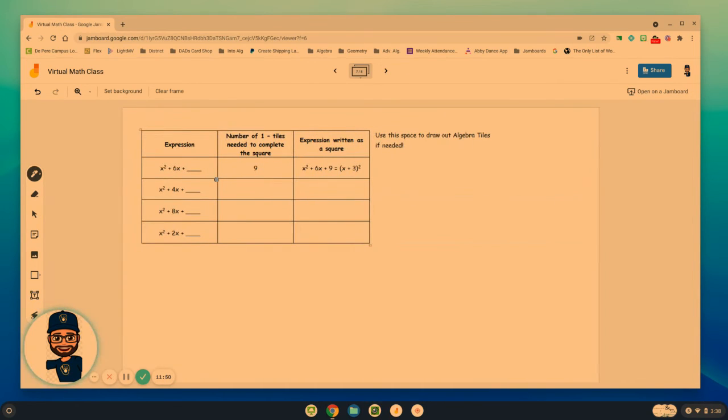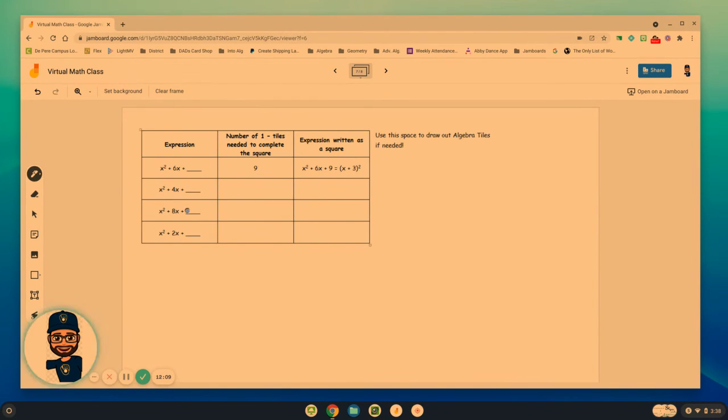Here's another set. There are 3 of them. And you might notice the shortcut happening already, and that's okay if you notice it. Go ahead and use it. But give it a try. What are the number of 1 square tiles, that hole that you need? And then what's another way to write that expression?